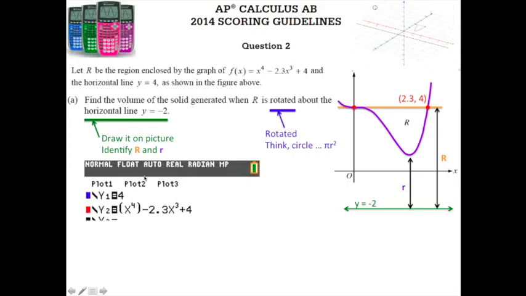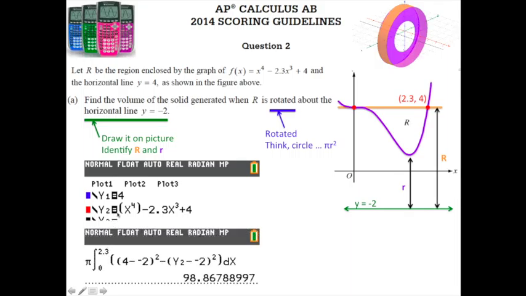What we're going to do is go ahead and put the two functions, y equals 4 and f of x equals that polynomial, into y1 and y2. And this will allow us to do the fnInt a little quicker. And you should already have these in anyway because you had to find these points of intersection.